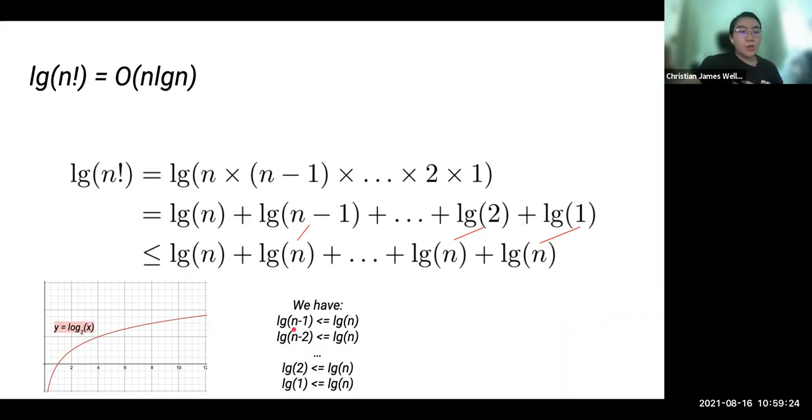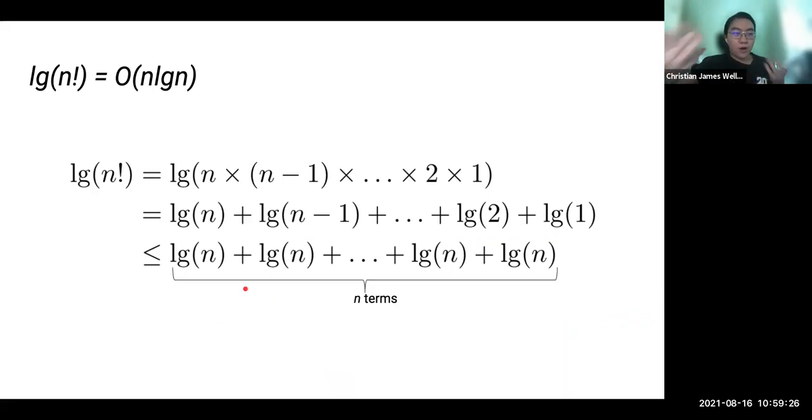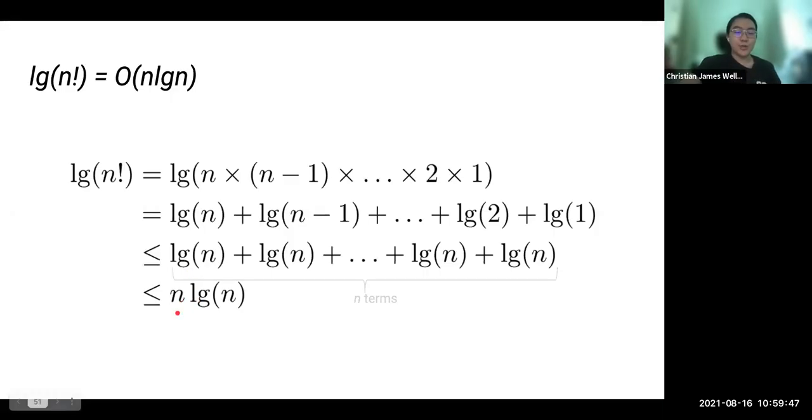Okay, so next, we just recall that we have n terms over here. So log n plus log n, there are n such terms. And the reason is really because we start off with n factorial expanding to n terms, right? We didn't drop any terms here. There are still n terms. So this is like repeated sums, it's just multiplication. So it's upper bounded by n log n.